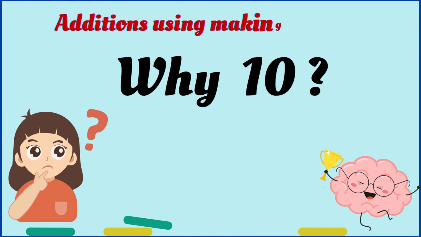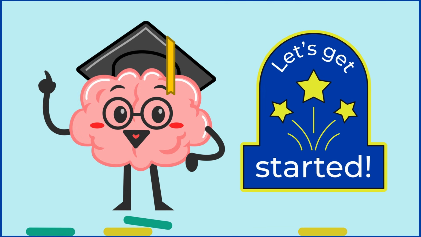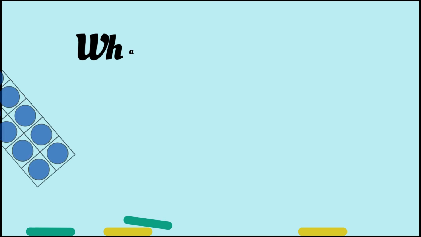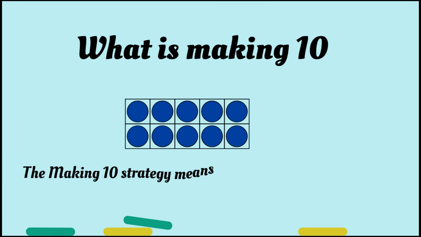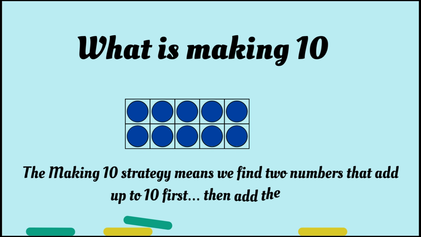But why 10? Because 10 is a friendly number. When we make 10, it's easier to add. So, grab your thinking caps and let's get started. The Making 10 strategy means we find two numbers that add up to 10 first, then add the rest.